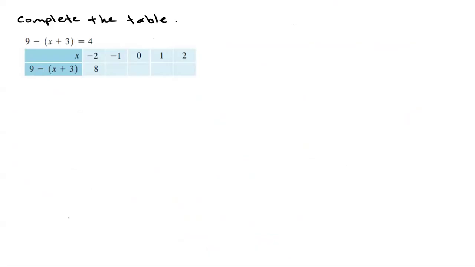All right, so for this next problem, all they want us to do is complete the table. So they give us the equation we're working with, and they tell us the values for x. So for the first one, x is equal to negative 2, right? So we plug that in here. So we have 9 minus negative 2 plus 3 equals 4. Okay, so what do we get here?